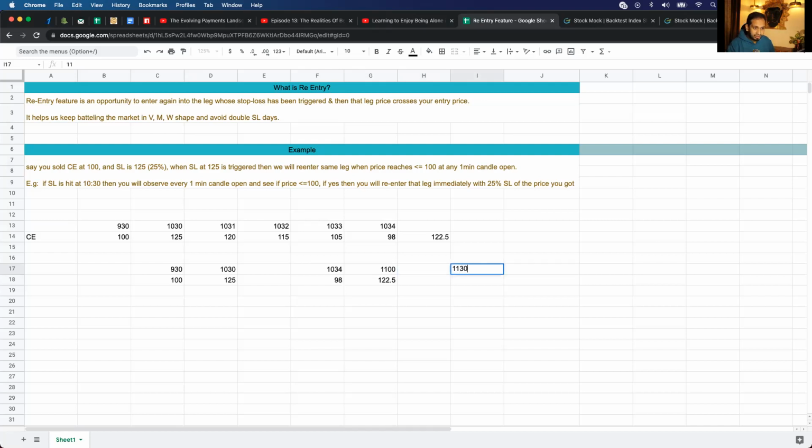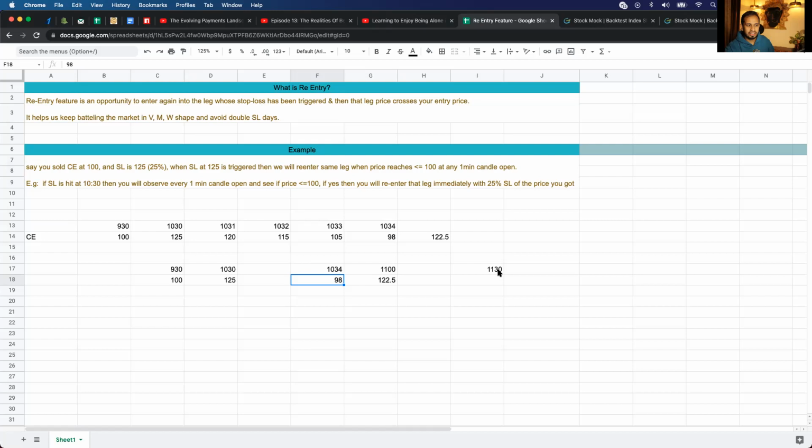Let's say at 11:30. Now the point to note here is that our first entry price was 100 rupees, so what we were checking is if the price has crossed 100 rupees or not. And then we re-entered at 10:34. Now our entry price was 98 rupees, so we will observe this price 98. After 11 o'clock, we will check if the price has crossed 98 or not. If it has crossed 98, only then we will enter. Now we will not observe the 100 rupees price. We will observe the last traded price.